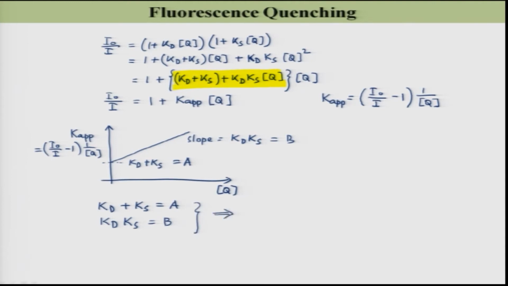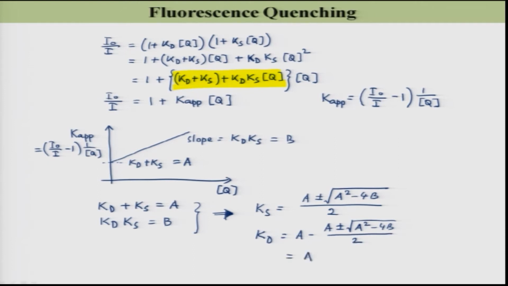just do some simple rearrangement and we will get K S is equal to A plus minus root over A square minus 4B divided by 2, and K D we will also get as A minus K S, which is equal to A plus minus root over A square minus 4B by 2. So, in case one, if the plus is K S, then the minus is K D and vice versa.